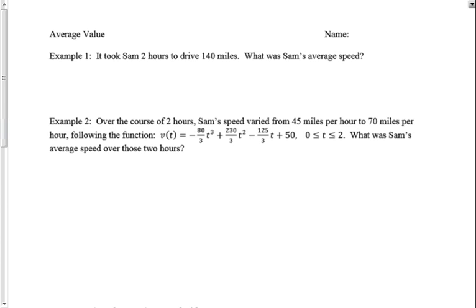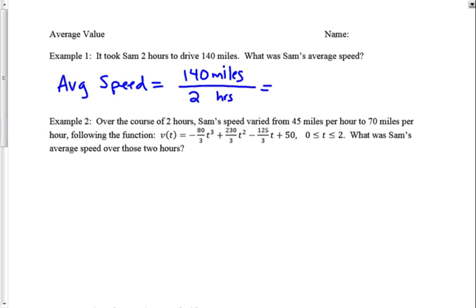So looking at example 1, it took Sam 2 hours to drive 140 miles. And the question is, what's Sam's average speed? Obviously this is a question that we could ask someone much younger than us, but we should be able to figure it out. So the average speed is going to be, how far did we travel? 140 miles. Over how long did it take us? 2 hours, which means the average speed is 70 miles per hour. So that's the premise.